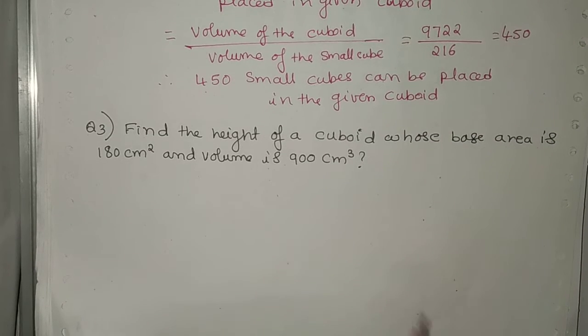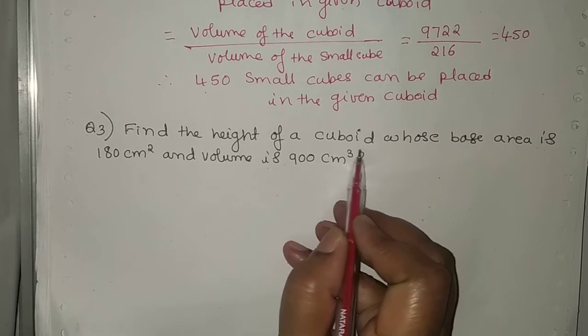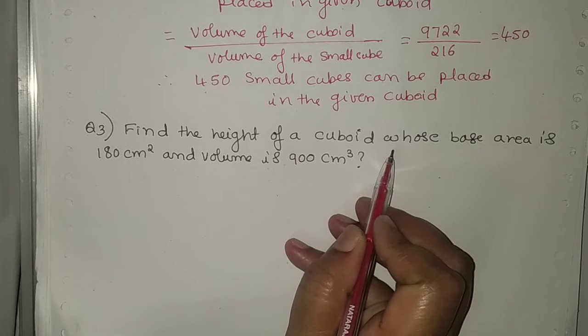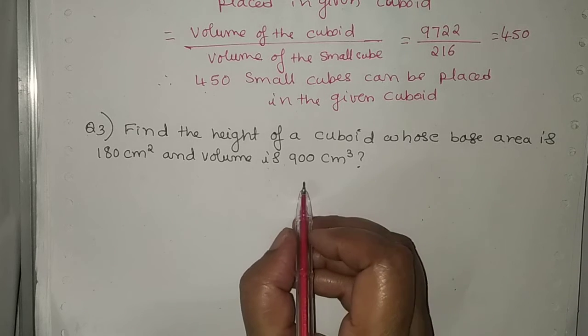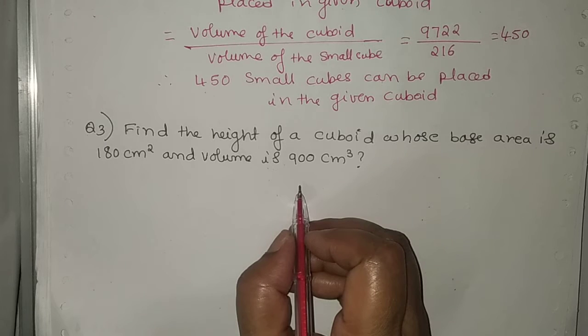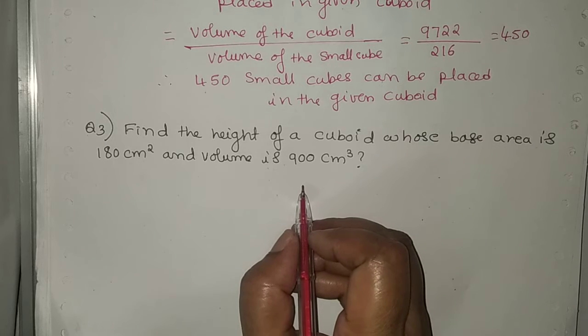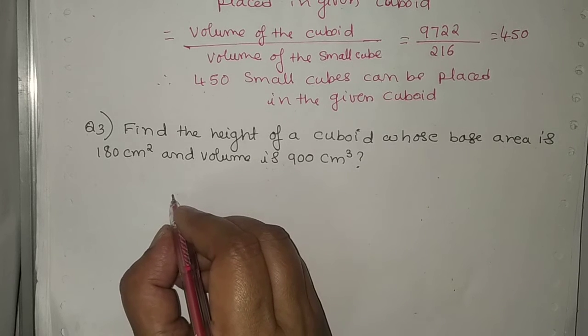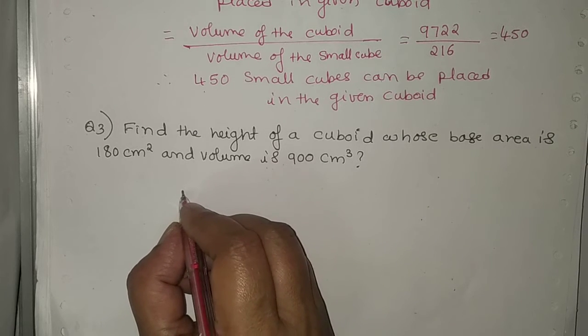We move on to the third one. The third one is: find the height of the cuboid whose base area is 180 centimeter square and volume is 900 centimeter cube. We have to find the height of the cuboid.